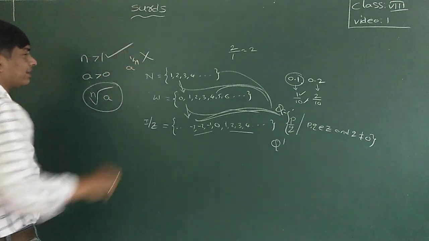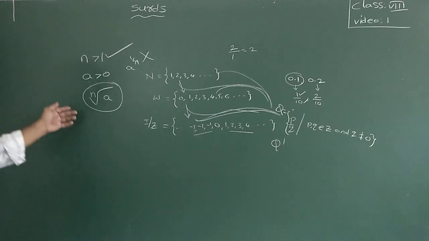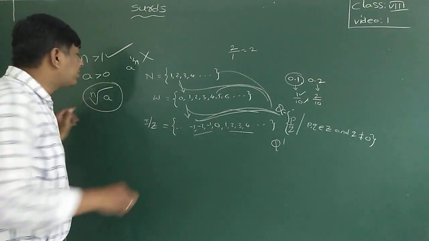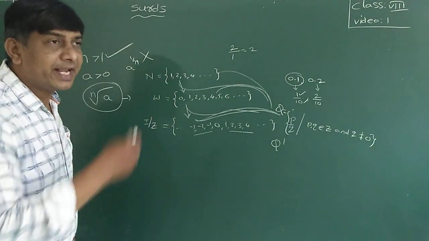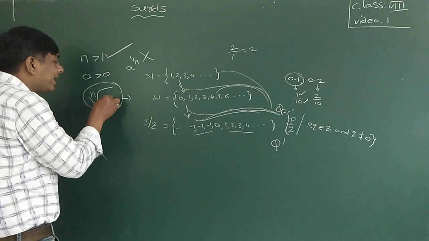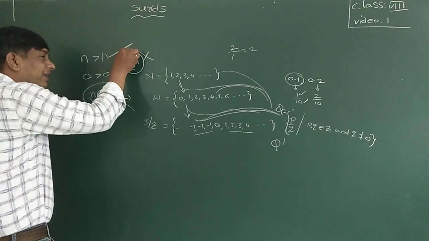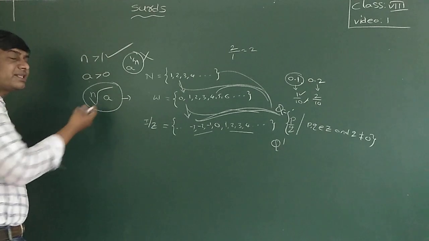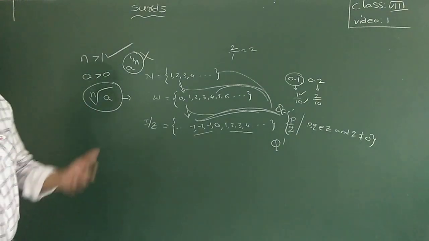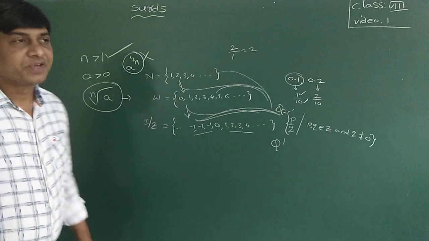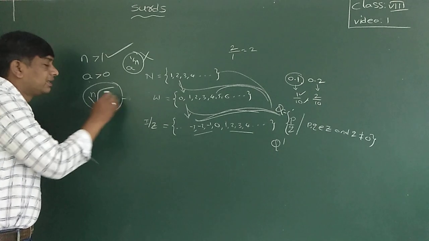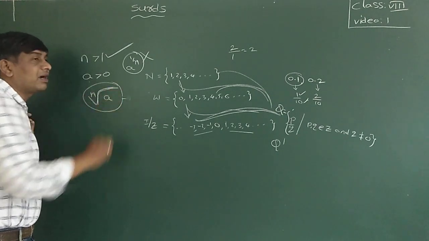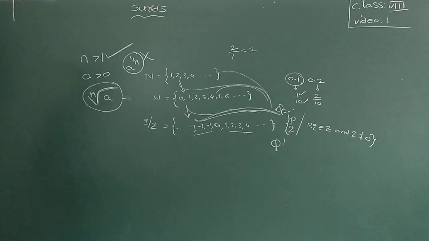N is a positive integer greater than 1, a is greater than 0, then nth root a is not a rational number. When it becomes a rational number, if you write a in the form of a power 1 by n, then this nth root a becomes a rational number. So rational numbers are not surds. So if nth root of a is not a rational number, then nth root of a is called a surd.